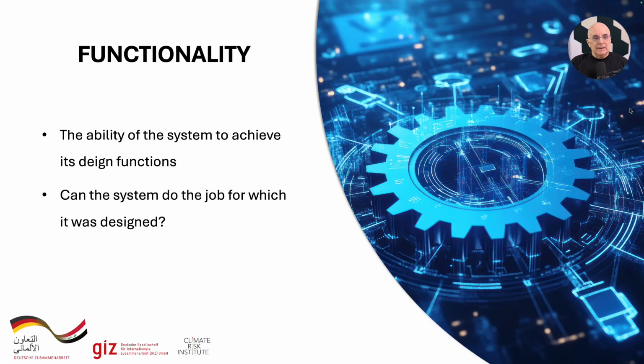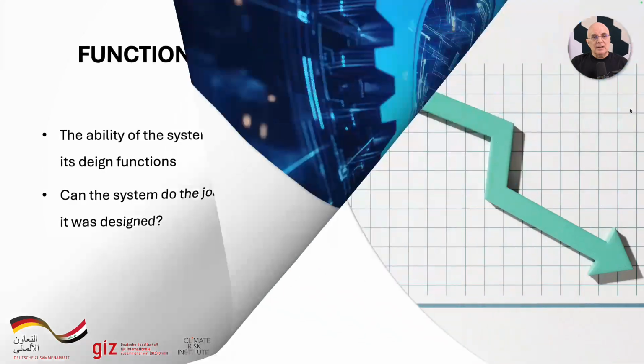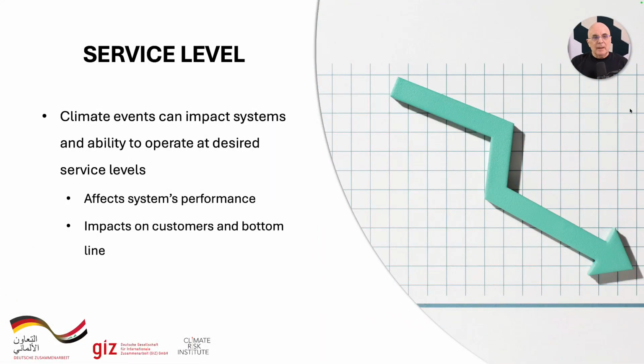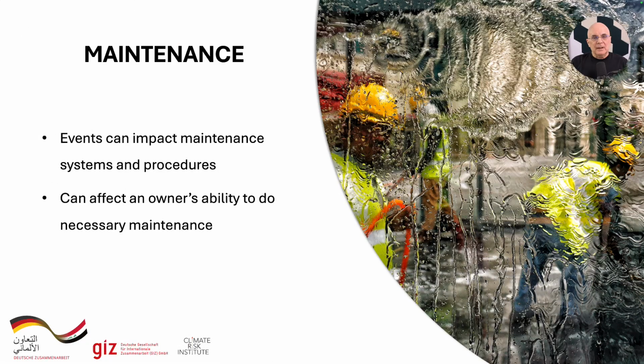Or functionality. It's the ability of the system to achieve its design functions. Can the system do the job for which it was designed, even when exposed to a climate hazard? The service level. Climate events can impact systems and their ability to operate at desired service levels. It affects the system's performance and impacts on customers and the bottom line. Or maintenance. Events can impact our ability to do maintenance and follow through on our procedures. And so this can affect the overall performance of the system.